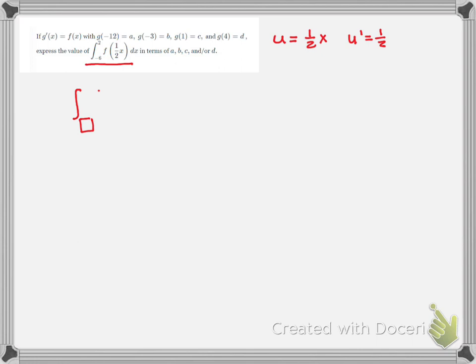And so our integral will be the integral, with the upper and lower integration limits, of f of the inner function u, du divided by our u prime. In this case, when we divide by 1/2, we can replace that with multiplying by 2.